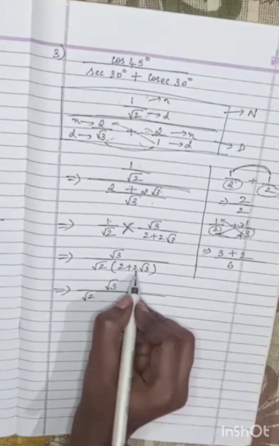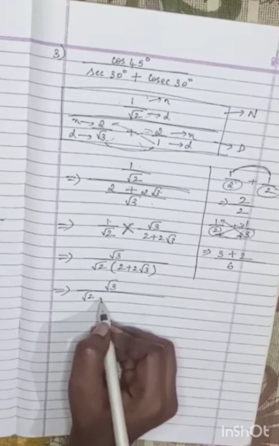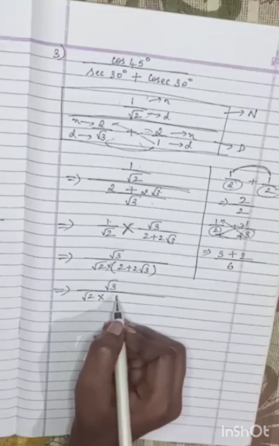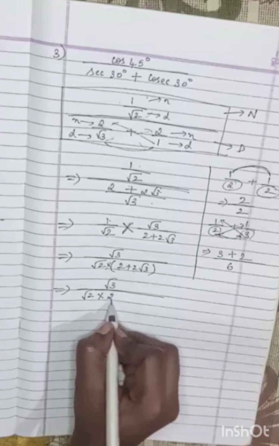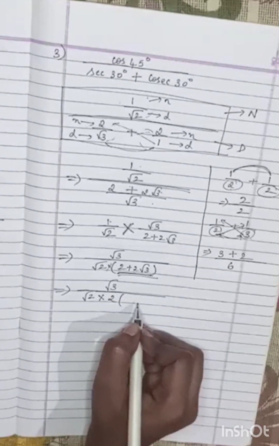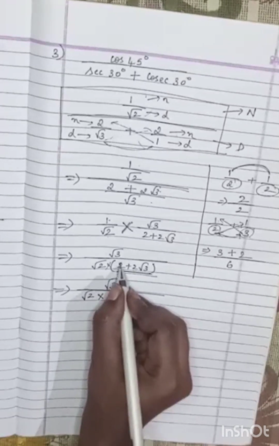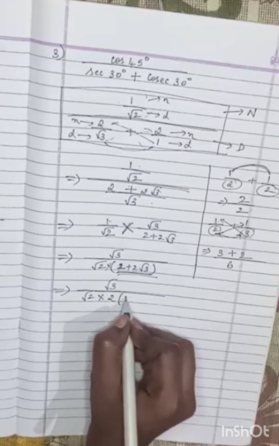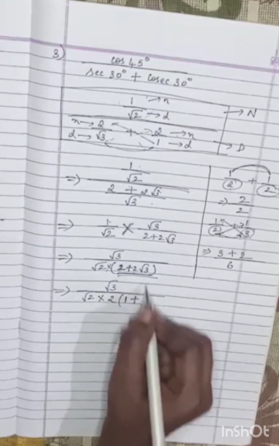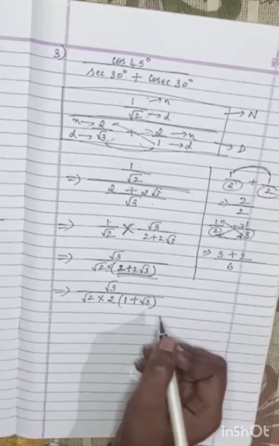Here we have 2 common out. So I'll put here a multiplication sign. If nothing is there, it means a multiplication sign is there. I'll take 2 common out of this bracket. I'm taking 2 common out. So what remains inside? If this 2 comes outside, here it remains 1. This plus 2 I have taken out. Remaining is root 3.